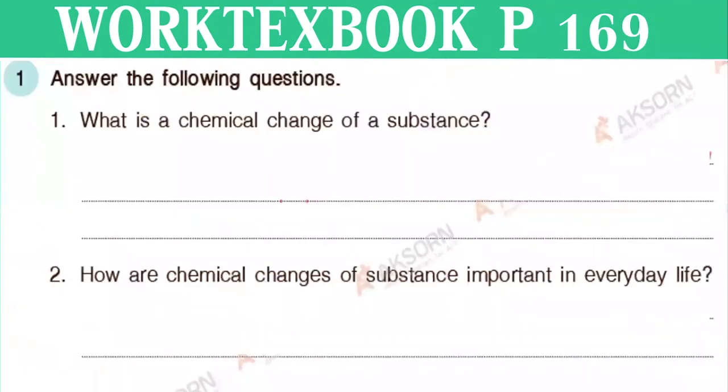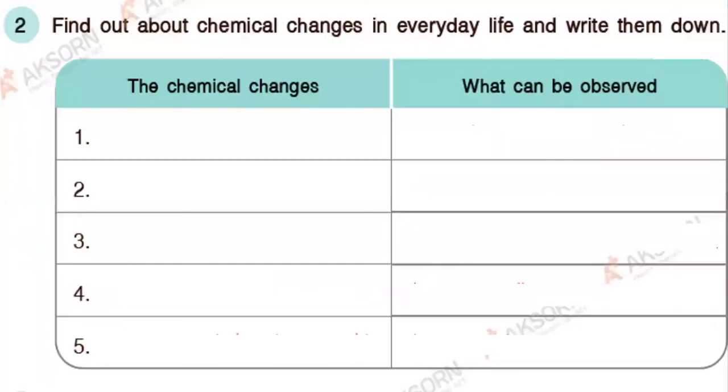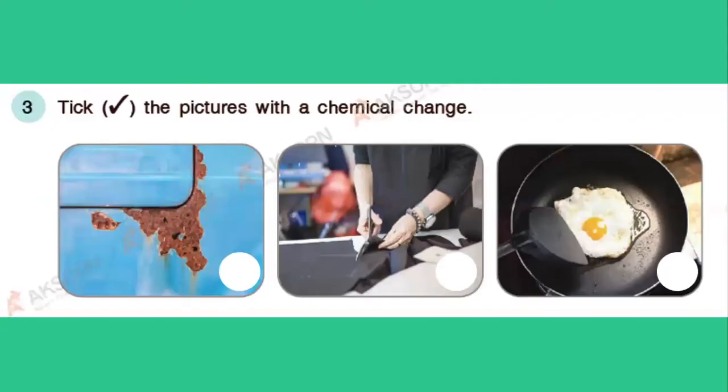And we did some exercises on page 169. Here we answered the questions: what is a chemical change of a substance? How are chemical changes of substances important in everyday life? We learned a table, and we found out about chemical changes in everyday life and wrote them down. I gave you 3 examples and asked you to fill up 4 and 5 on your own. And we did a third exercise. Yeah, too many exercises for this lesson. Good job. It's good practice. So I think the conclusion is finished.